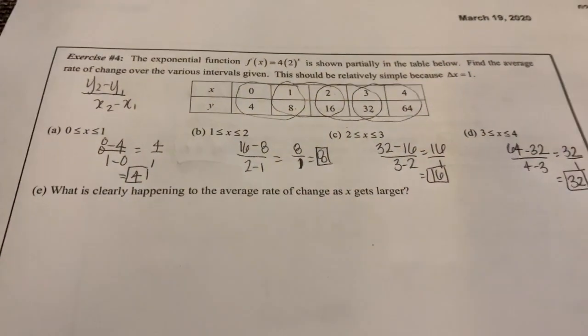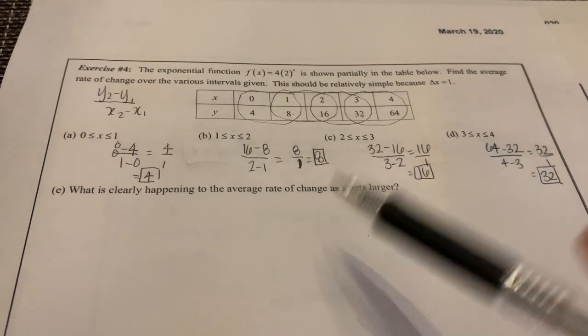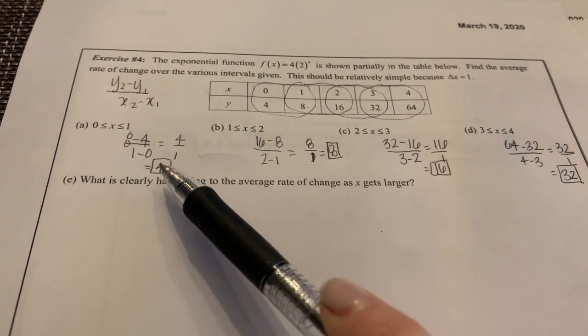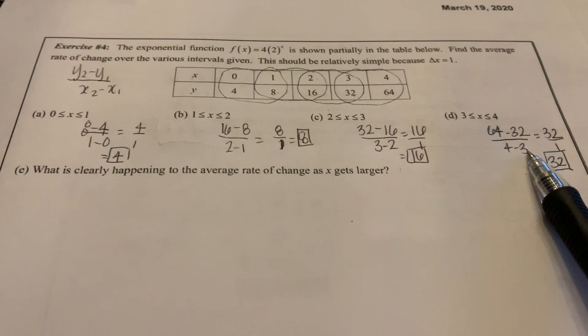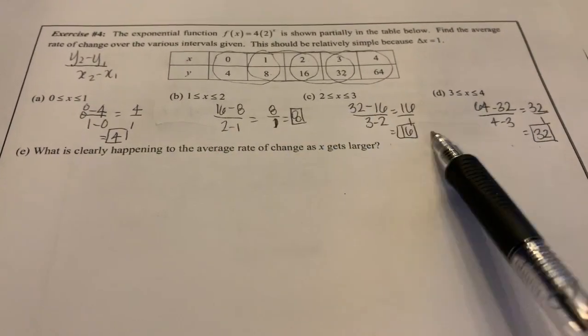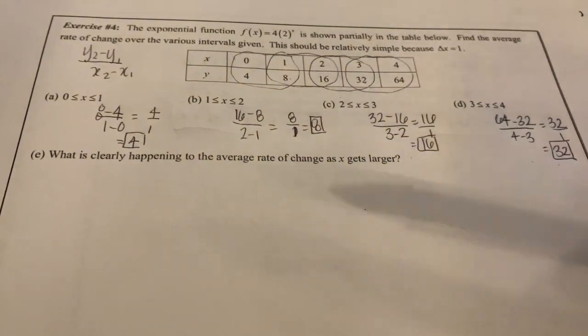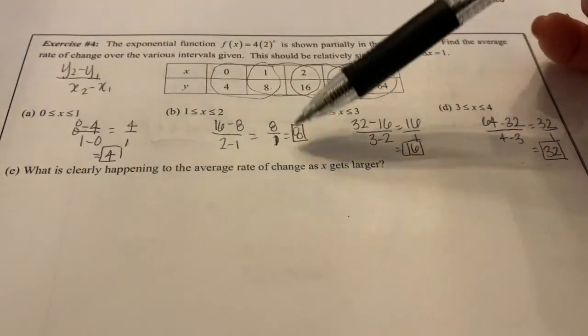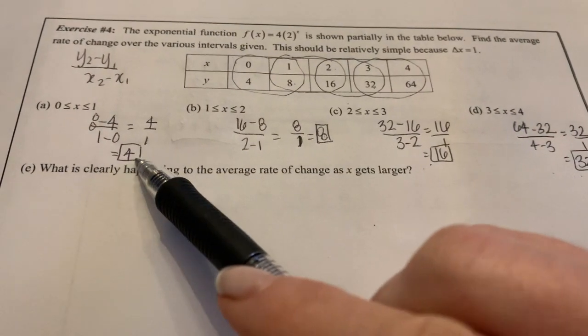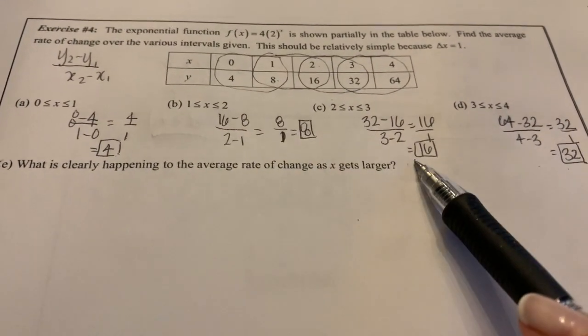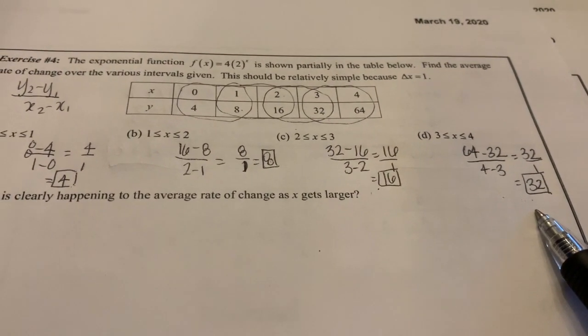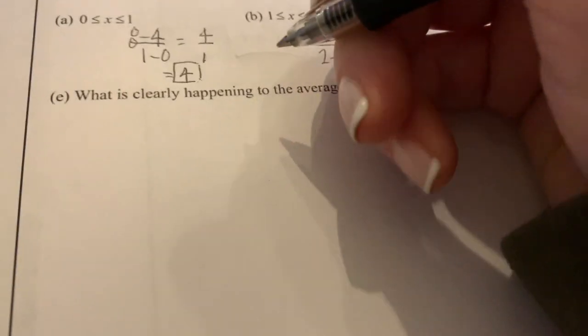So, what is clearly happening to the average rate of change as x gets larger? It's also getting larger, right? So, it's increasing. In an exponential function, the rate of change does not stay the same, right? That's what makes it different than a linear function. If it was linear, this would be 4 every single time, right? Since it's exponential, it's changing, but it's changing by a set factor, right? So what is happening each time? We're multiplying that rate of change by 2, right? 4 times 2 is 8. 8 times 2 is 16. 16 times 2 is 32. Okay? So here what we can write is the average rate of change is increasing as x is increasing.